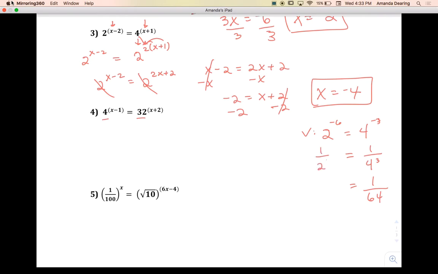2 to the negative 6th is 2 to the positive 6 on the bottom, so 1 over 2 to the 6th, and 2 times itself 6 times. 2 times 2 is 4, times 2 is 8, times 2 is 16, times 2 is 32, that's to the 5th, and to the 6th, one more round, times 2 is in fact 64. Negative 4 checks out.